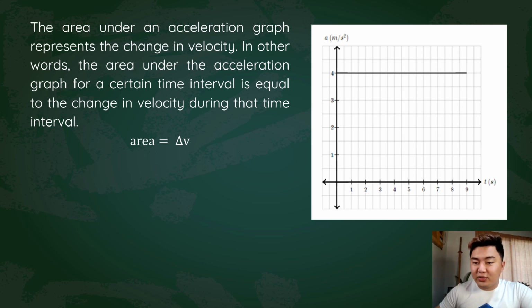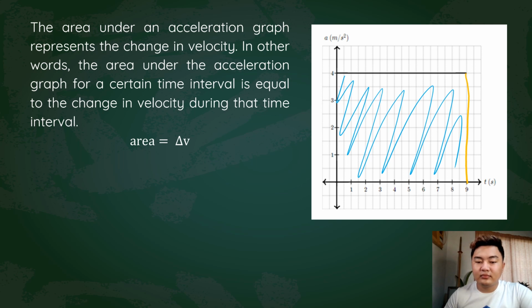Now, what about the area? We talked about the slope, which gives us the quantity known as jerk. But the area under the acceleration graph represents the change in velocity. Not velocity, not initial or final velocity, but the change in the velocity of the object. In other words, the area under the acceleration graph for a certain time interval is equal to the change in velocity during this time interval.